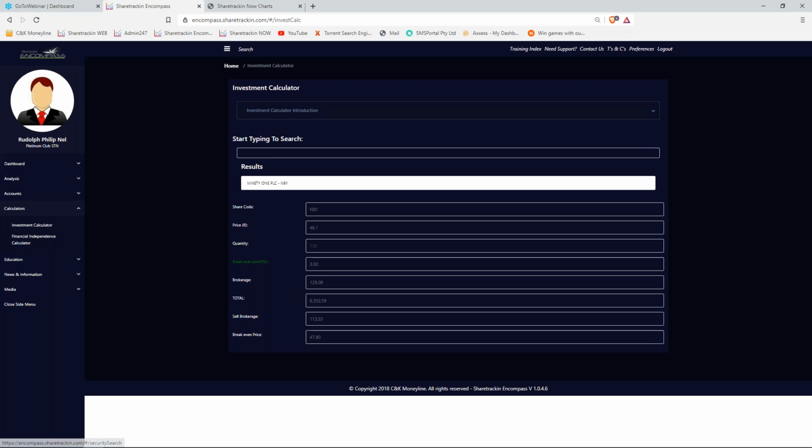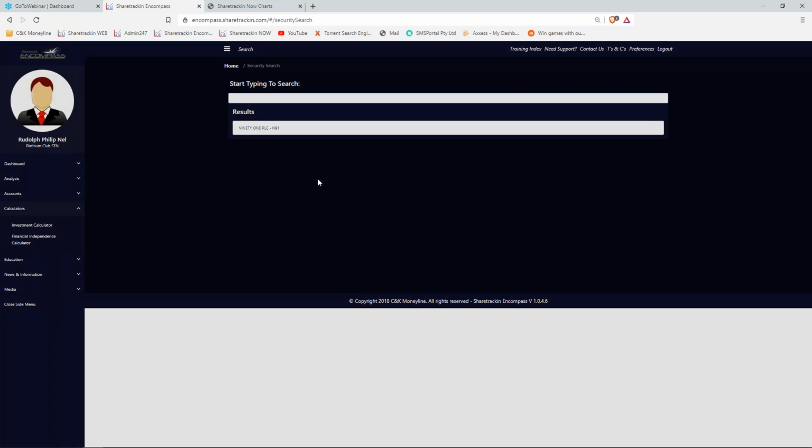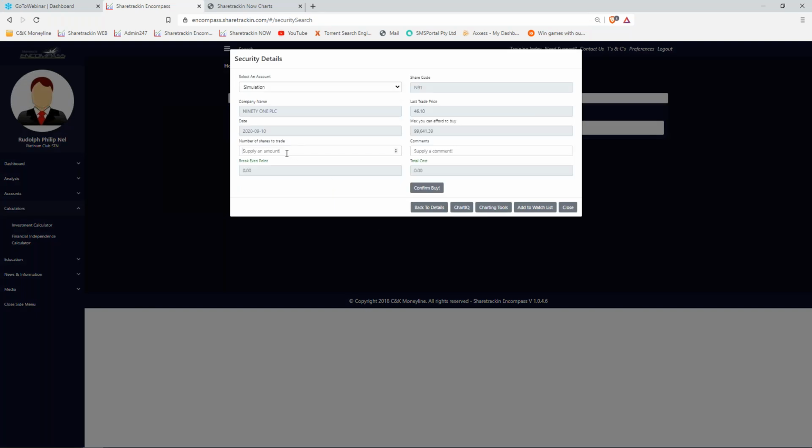Okay, so let's go back to the search. We want to go and buy that share in 91. Buy shares, and we can put in the amount of shares that we want to buy, 135. Then we need to supply the comment why we're buying the share.